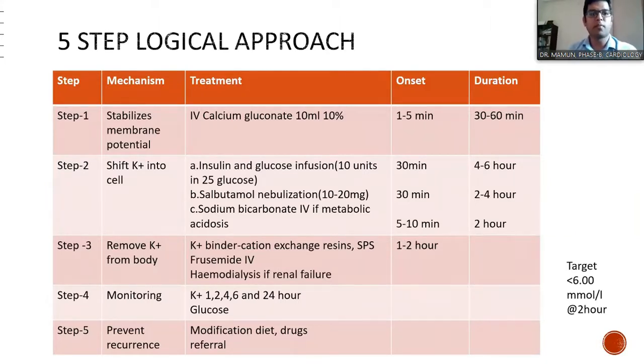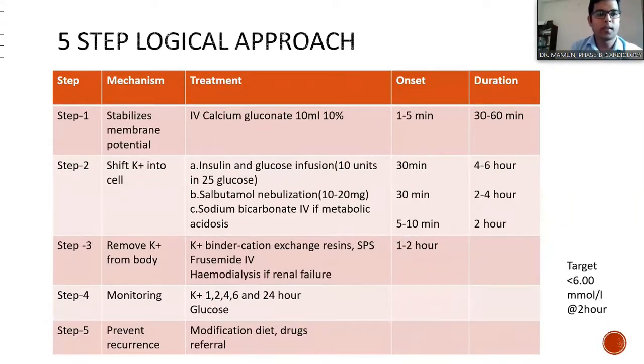Step 1 is to stabilize the membrane potential, IV calcium gluconate 10 ml, 10%. We can give it. Usually we practice 10 within 10 minutes, but the guideline says it can be given in 2 to 5 minutes. Onset is 1 to 5 minutes. Similar dose. We can repeat the dose after 5 to 10 minutes if there is no response regarding ECG change.